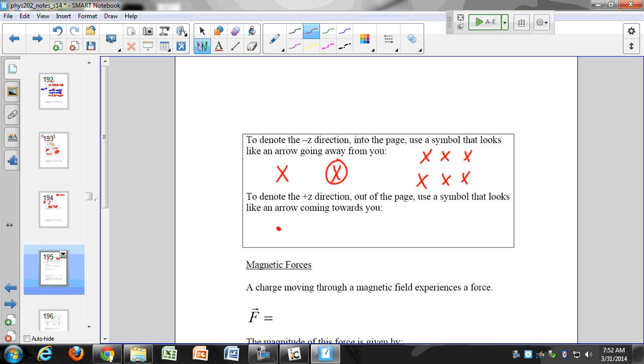Have you ever had an arrow come towards you? No. Have you really? Yeah. It just looks like a little point that's coming right at you. I've had a dart thrown at me.